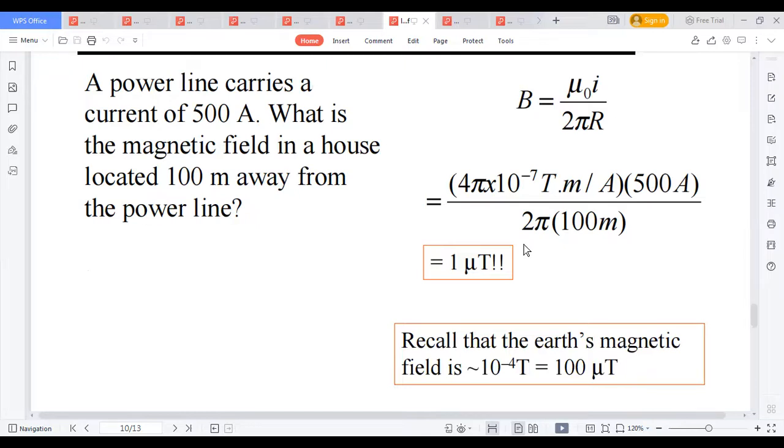So this will be only 1 micro Tesla. Recall that the Earth's magnetic field is about 10 to the power minus 4 Tesla, that means 100 micro Tesla.